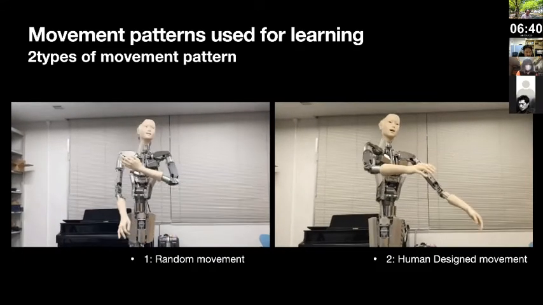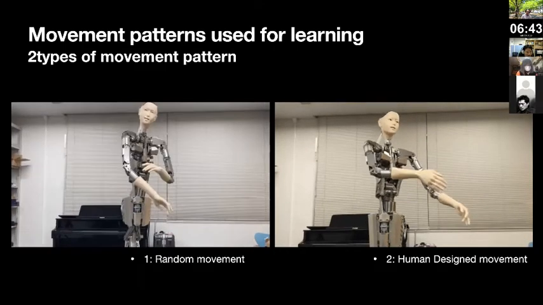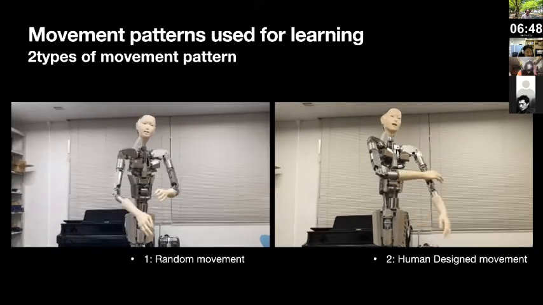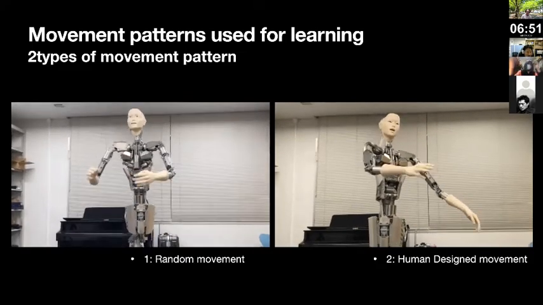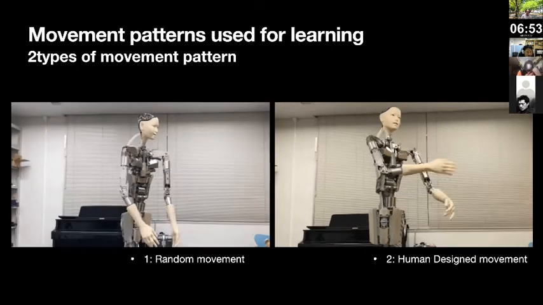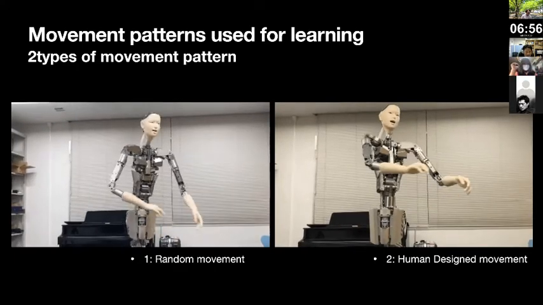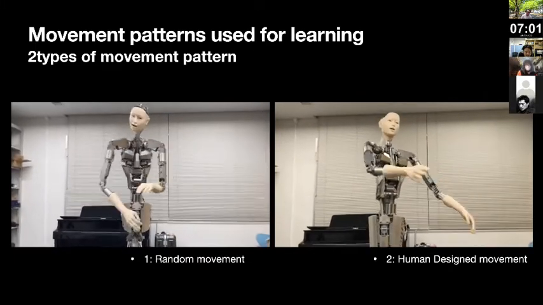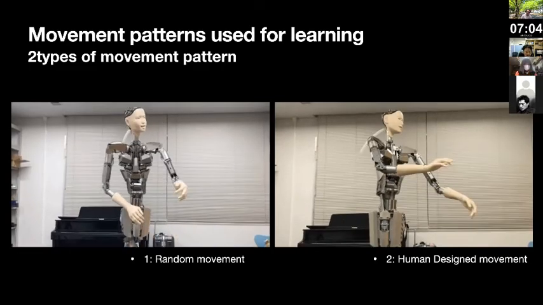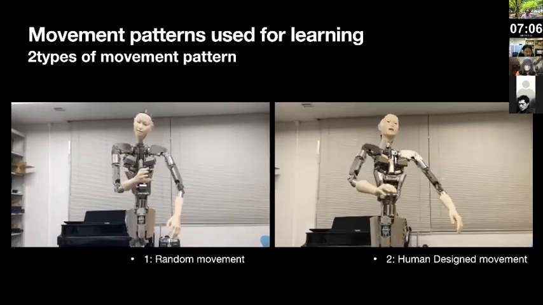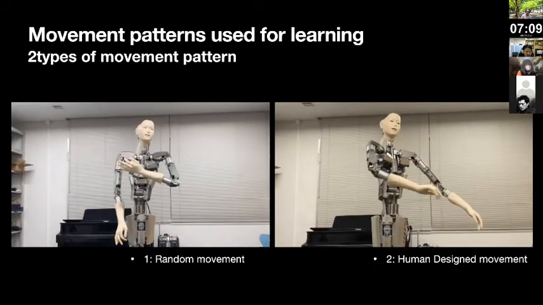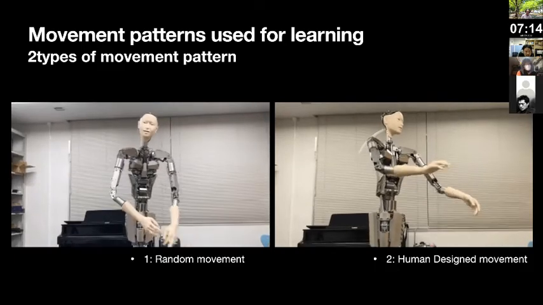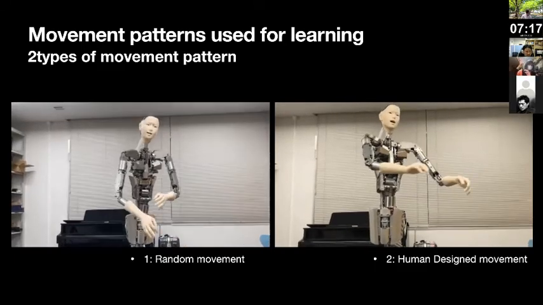In this research, we use two movement patterns. First, random movement, controlled by white noise. Every joint has a different random value and moves. Second, human-designed movement. This is a conducting movement for an orchestra. We have tried to perform with a robot and an orchestra, and that artwork is named Scary Beauty. This artwork recorded the movement data.